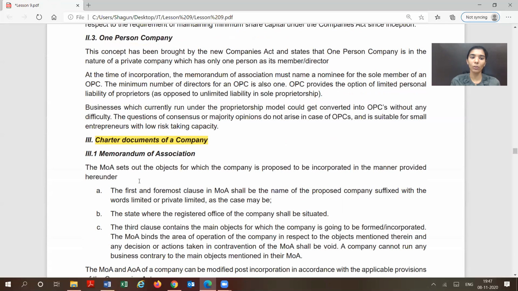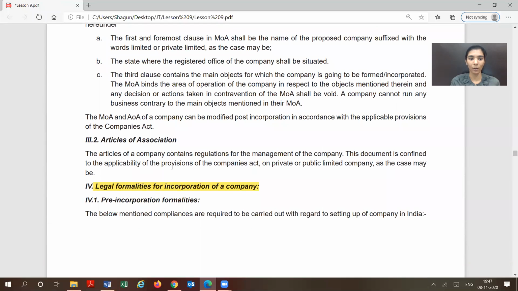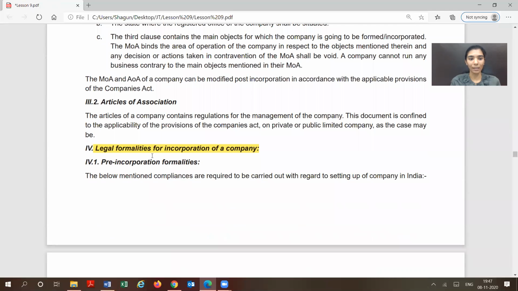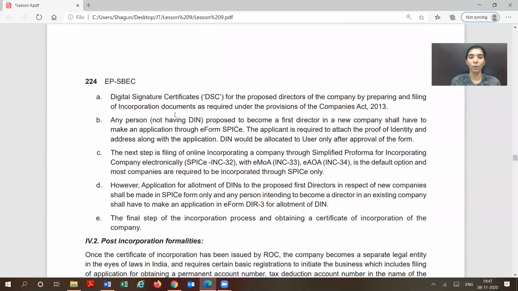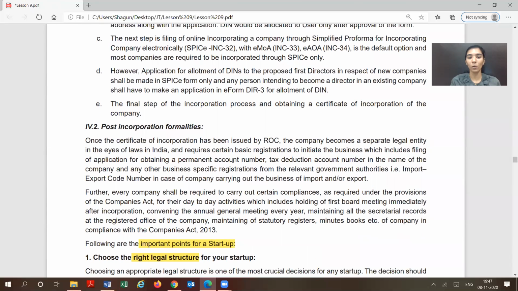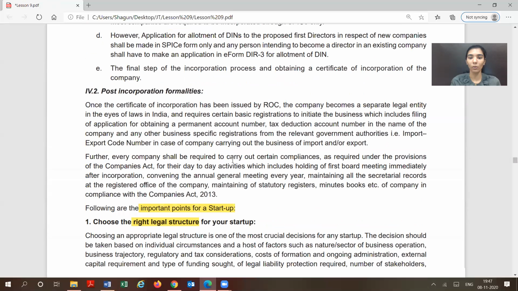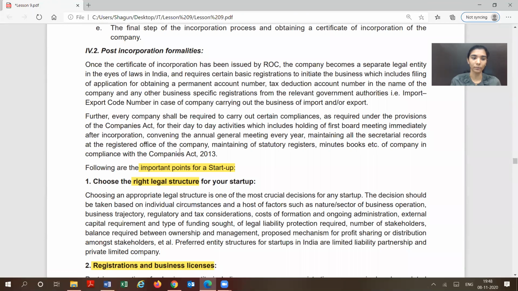So again, it's a company, so it will have charter documents like the MOA, AOA, which you're already aware about. फिर जो भी लीगल फॉर्मेलिटीज होती है, प्री इनकॉर्पोरेशन फॉर्मेलिटीज, जैसे कि आप नई कंपनी बना रहे हो तो आपको DSC, DIN चाहिए, फिर आप SPICe फॉर्म्स फाइल करोगे, DIR-3 KYC फाइल करोगे एटसेट्रा. And post incorporation formalities क्या होगी? That the company will have a separate legal entity, उसका PAN नंबर होगा, TAN नंबर होगा. This is just related to the Companies Act. आप जैसे कंपनी बनाते हो वैसे आप स्टार्टअप कंपनी बना सकते हो.